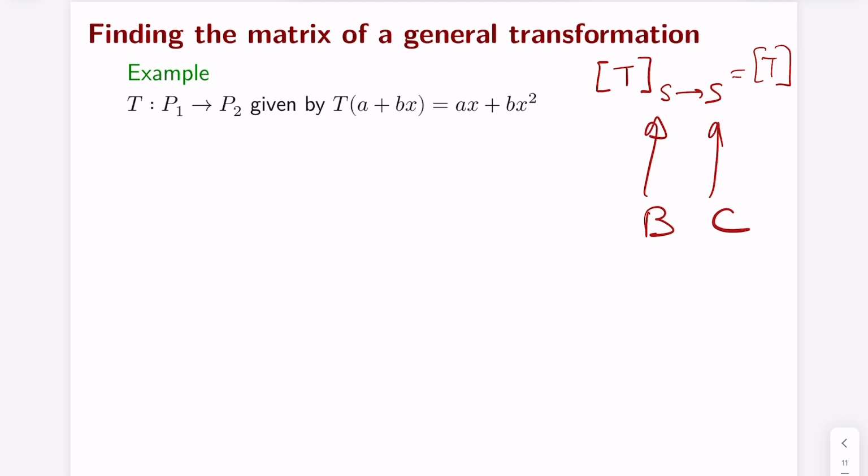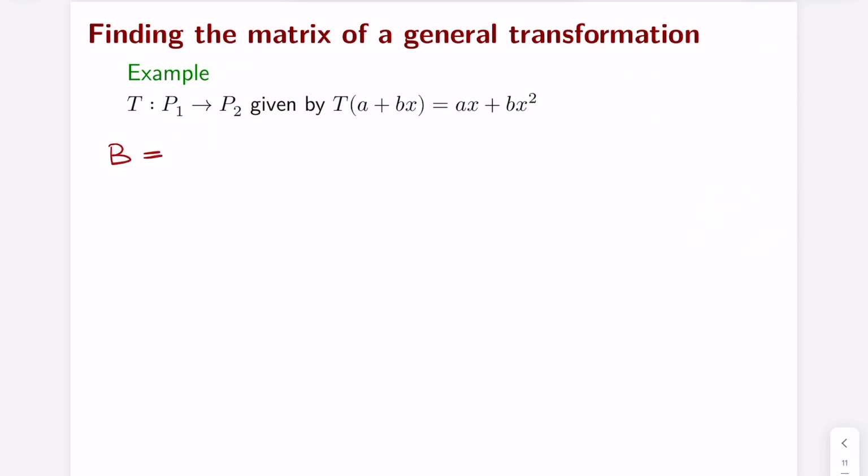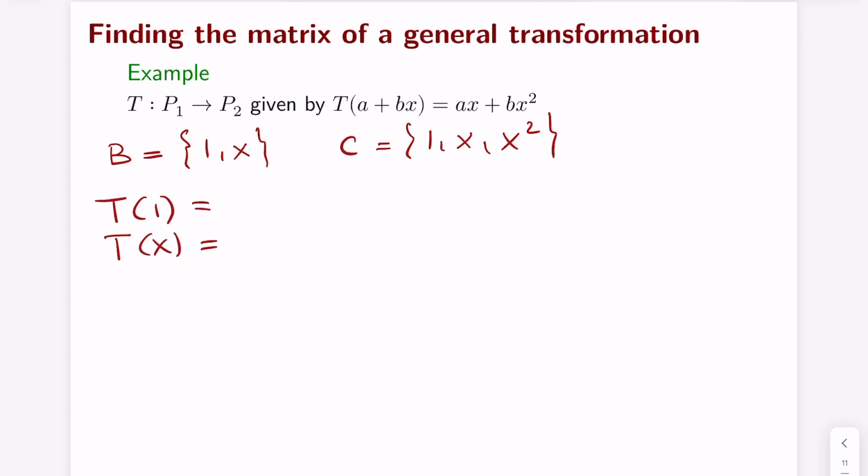But this formula works for any B and any C. In this case, the base B is the standard basis of P1 and the base C is the standard basis of P2. We know the standard basis of P1 is 1, x, and the standard basis of P2 is 1, x, x squared. And so in order to calculate this matrix, we need to find the image by T of each of the elements of the first base, right? So let's calculate the images, depending on the transformation.